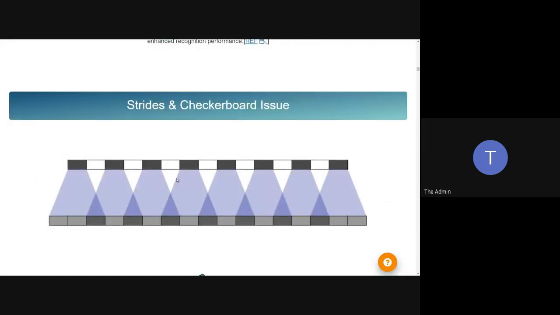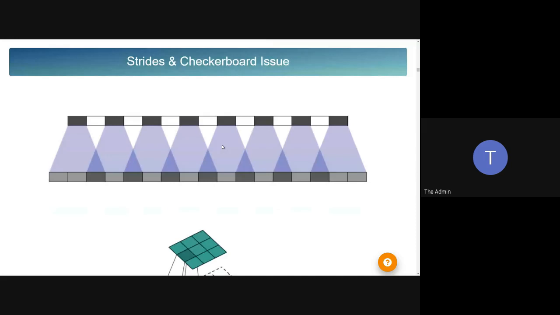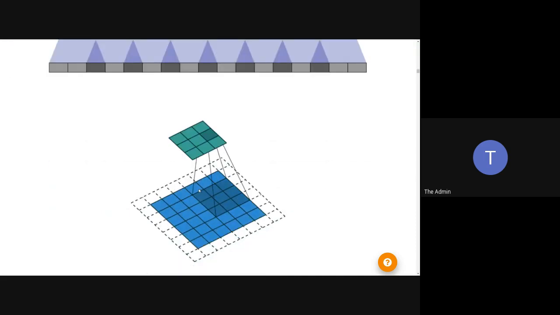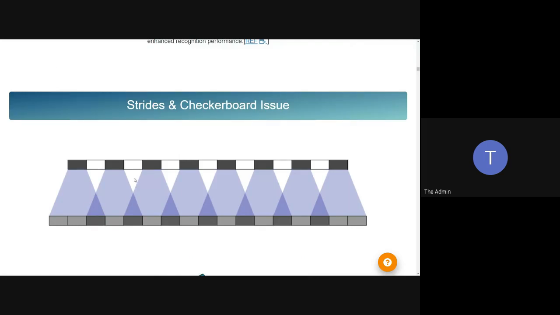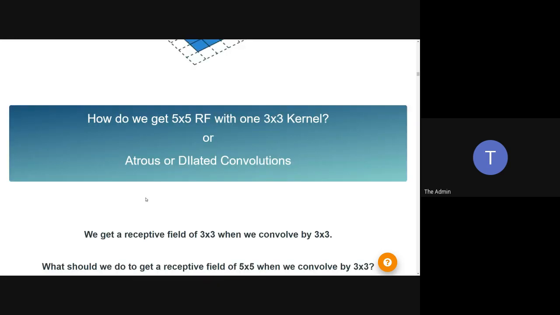Then we covered strides and the checkerboard issue in the last few sessions, where we discussed that if we have a strided convolution, it's going to create this issue of checkerboards, because some pixels are going to be covered more than the others. And the pixel which was covered more had a higher amplitude of color, then that's going to spread across more side pixels, and that gives us a problem.